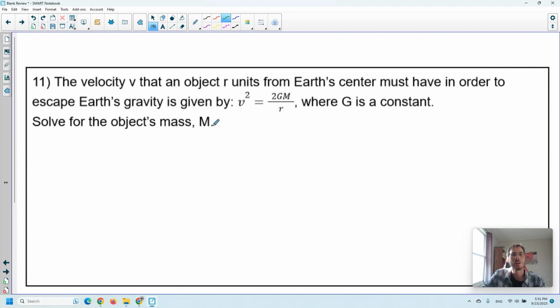For 11, we are solving for the object's mass m. This is another literal equation. To give myself a little bit more space, I'm going to go ahead and rewrite this down here. V squared equals 2gm over r. This time I'm trying to find m. So if I circle m, I can see it's not by itself. We could do this in one go, but I'm going to multiply both sides by r to cancel out the division.